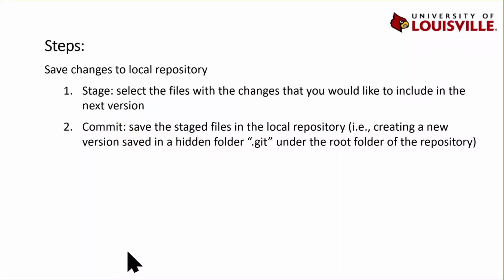Next, we will save these changes to local repository by staging and committing files. Staging files means we select the files with the changes that we would like to include in the next version. And commit means we'll save these changes in the local repository.